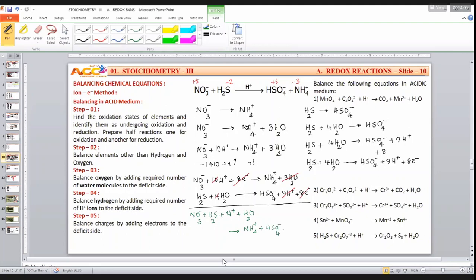Nitrogen, yes sir, 3 oxygens plus 1, 4 oxygens available, 2 plus 3, 4, 5, 4 plus 1, 5, balanced. Charges, minus 1 plus 1, 0, plus 1 minus 1, 0, plus 4 marks. Go ahead.